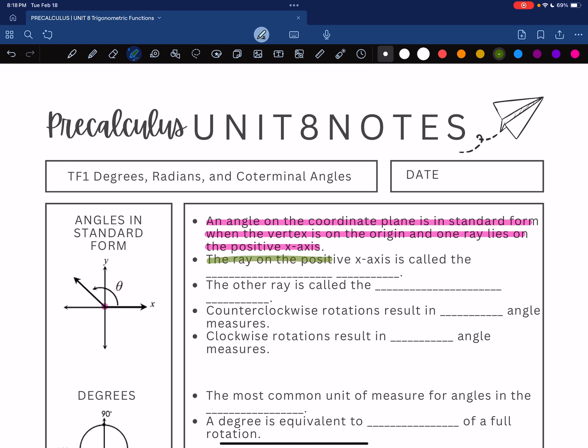The ray on the positive x-axis, which would be right here, is called the initial side. And the other ray, which I'm going to highlight in red, is called the terminal side.